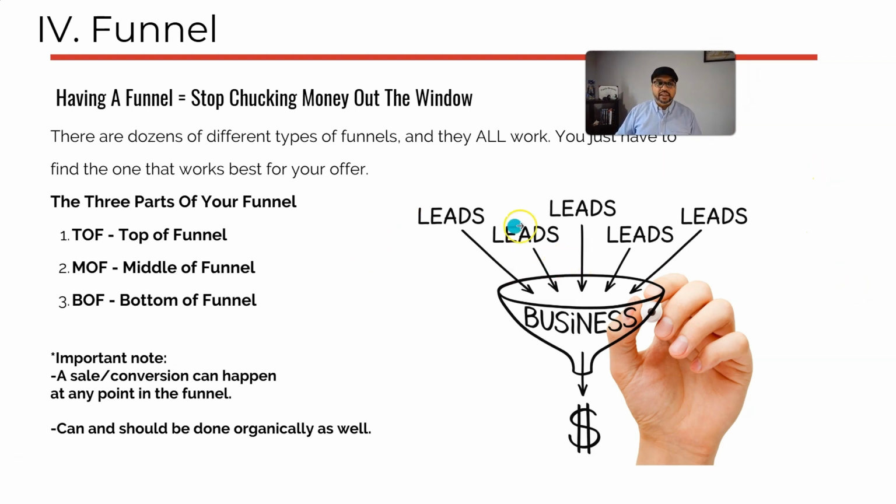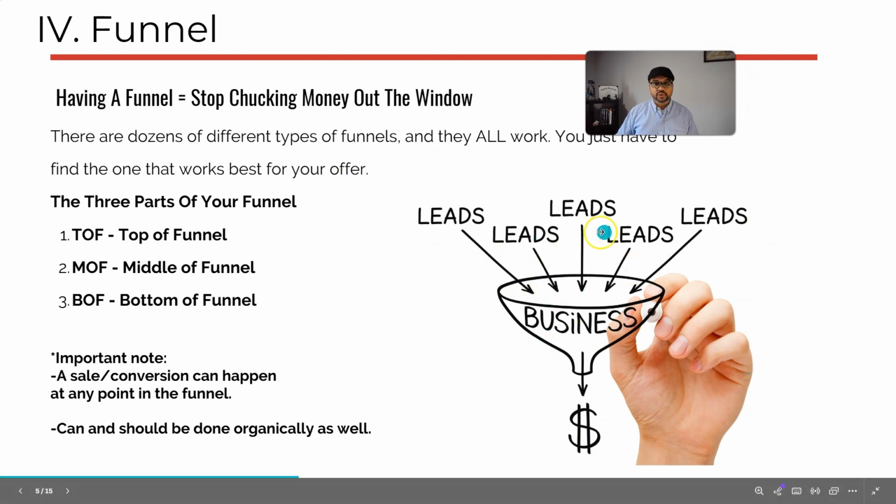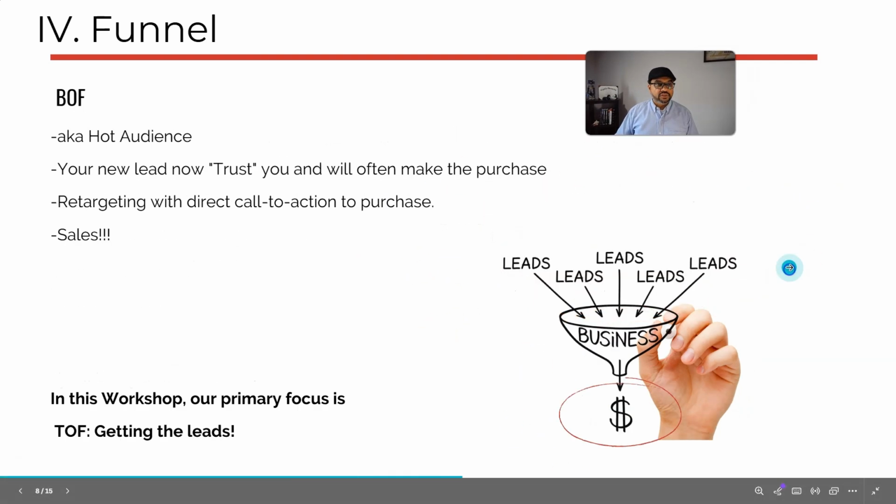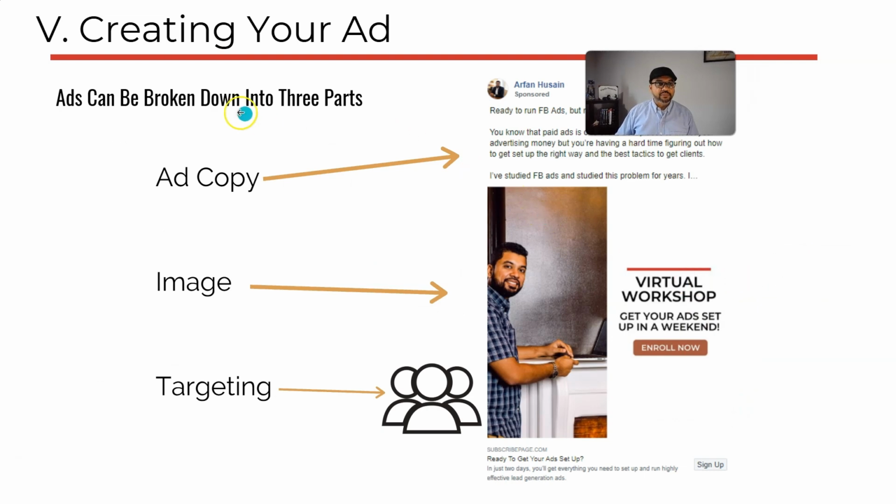In all three of these you can use ads, but primarily you want to be right here, because leads activate the entire machine. You want to be focused on the leads. Okay, so let's go a little bit into the ads. Again, it's broken down into three different parts: your ad copy, your image, and of course targeting, who is going to see my ad.